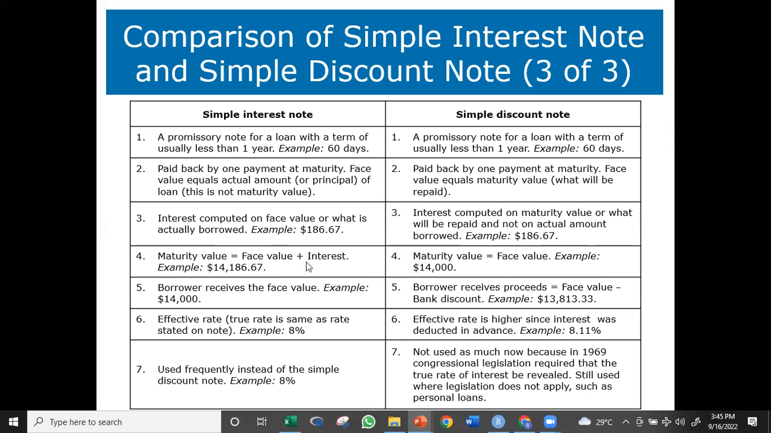Maturity value here is different compared to discount note. For discount note, the maturity value is equal to the face value. For simple interest, the maturity value is the face plus the interest. Okay, here for simple interest, the borrower will get the face amount, which we call the proceeds. Here, the proceeds will be netted against the bank discount. Less. Effective rate, the true rate is the same as the stated rate, 8% in this case. The effective rate is higher than the stated rate.